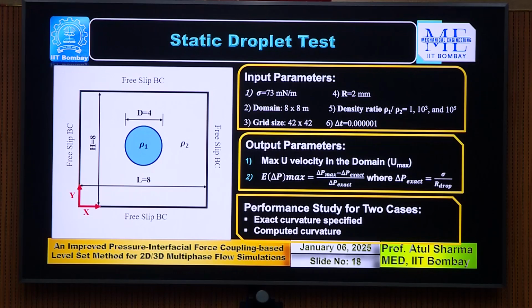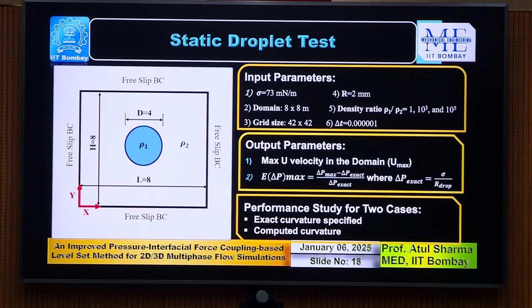In this test, people normally calculate two things. One is the maximum spurious velocity. The velocity in the domain in this problem should ideally be 0, but numerically when you solve, some velocity is generated near the interface, called spurious velocity. In such test cases, the value observed is the maximum numerically generated velocity in the domain. Second, from the Laplace law we know what the pressure drop should be, but numerically we also compute how much pressure drop we are getting.